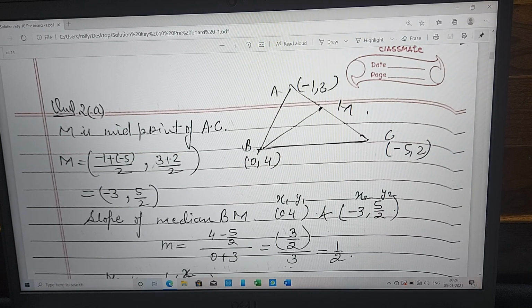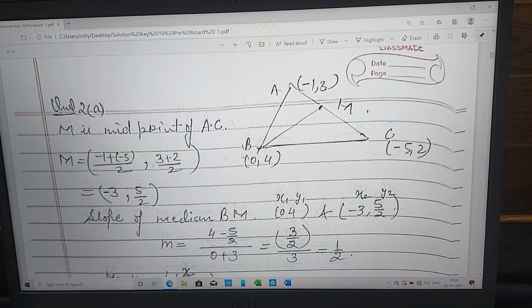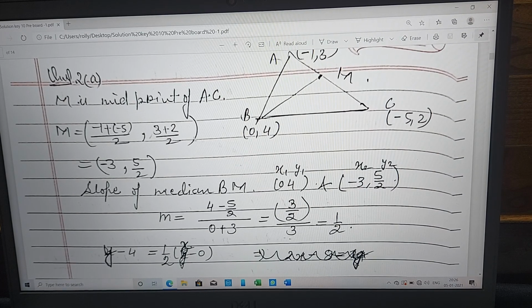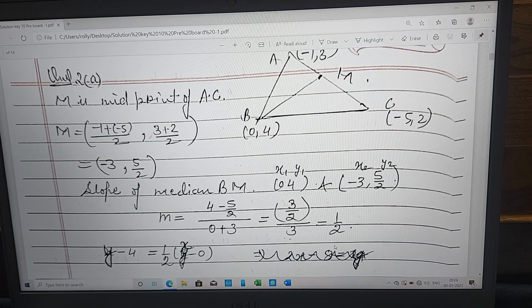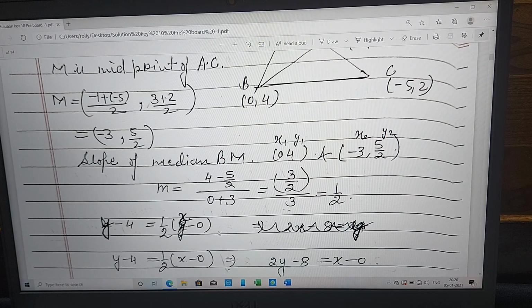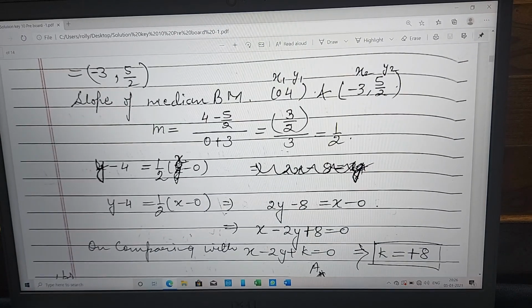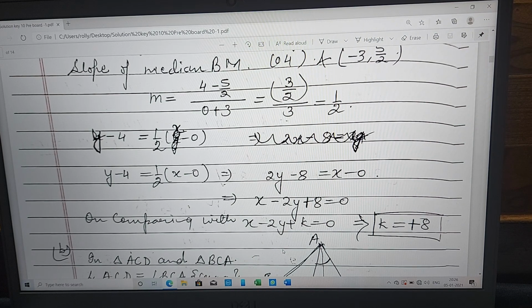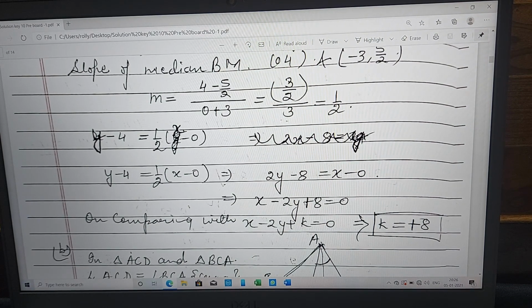And you can calculate the equation of BM. So first of all, slope of BM will be m is equal to y2 minus y1 upon x2 minus x1. So it becomes 1 upon 2. And then we have used the formula y minus y1 is equal to m(x minus x1), and the point is taken 0 comma 4. So x1 is 0 and y1 is 4. So the equation has come x minus 2y plus 8. So now we can equate, we can get the value of k as plus 8.